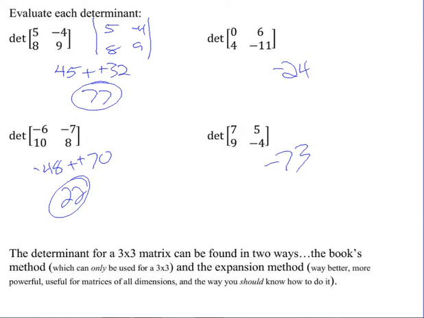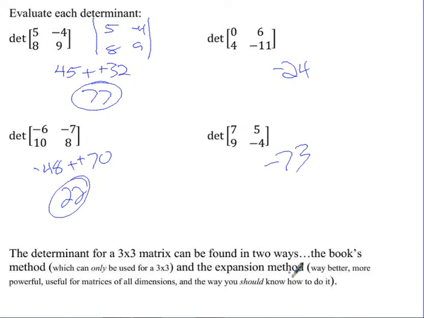My little public service announcement at the bottom of the page. The determinant for a 3 by 3 matrix can be found in two ways. The book's method, which I don't even know why they bother to teach, honestly. I'm going to go on a little bit of a rant here. I hate it. This method can only be used for a 3 by 3. So learning the book's method prevents you from expanding your knowledge to another dimension of matrix. So I'll show it to you, but I'm not going to do it ever again.